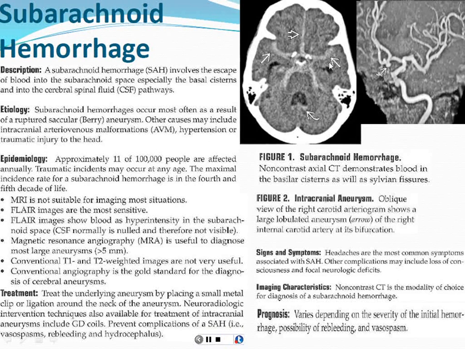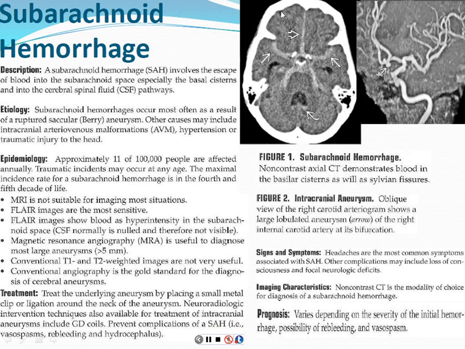And so if you saw this pattern, you'd want to do an MRA to confirm it, so that the patient could potentially get aneurysm treatment either by surgery or by endovascular treatment. Sometimes this can occur from trauma as well. In that case, you don't see it in this location around the basilar cisterns.